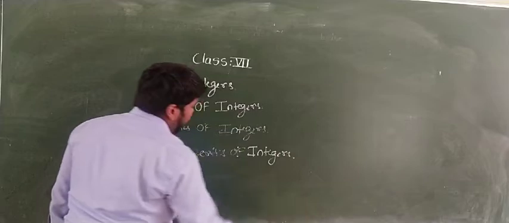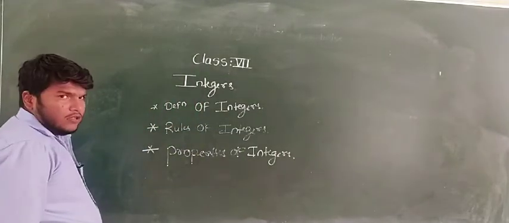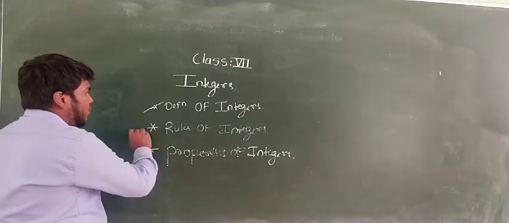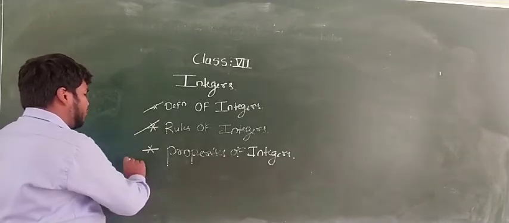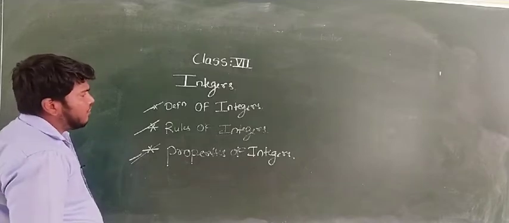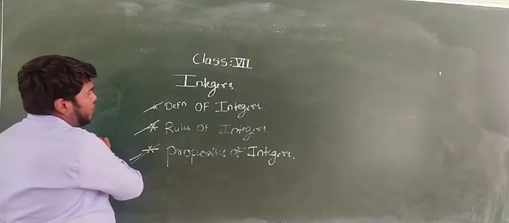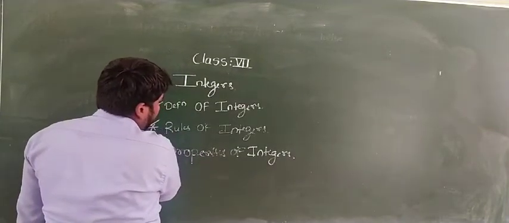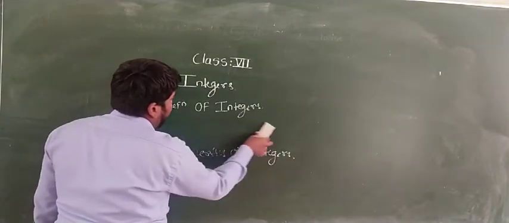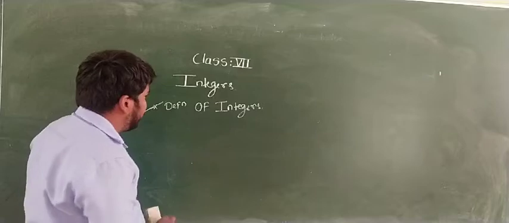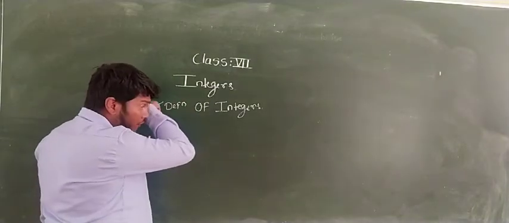So in this video you are going to study three concepts: first is the definition of integers, next the rules of integers, and then the properties of integers. One by one we study the concepts. So first one we are having is the definition of integers. So what is the definition of integers?